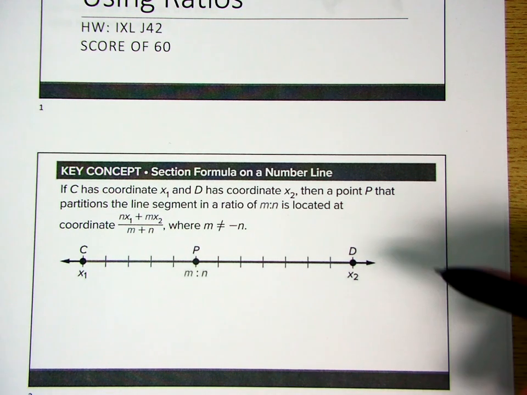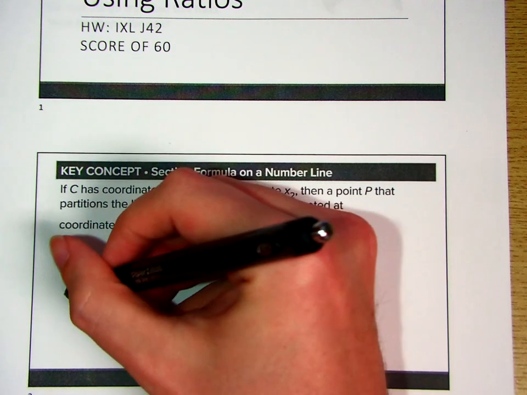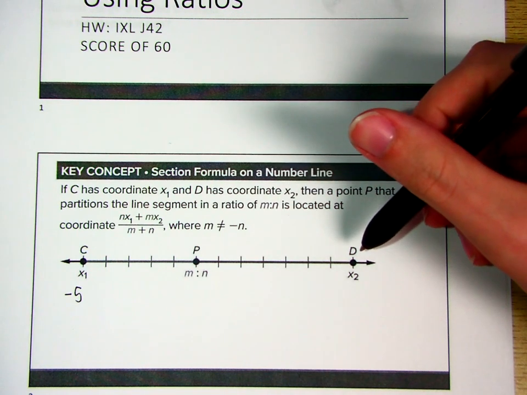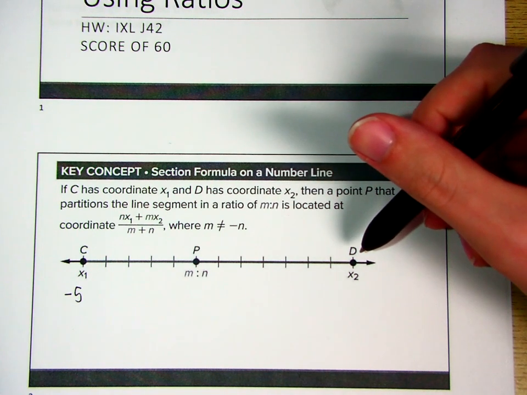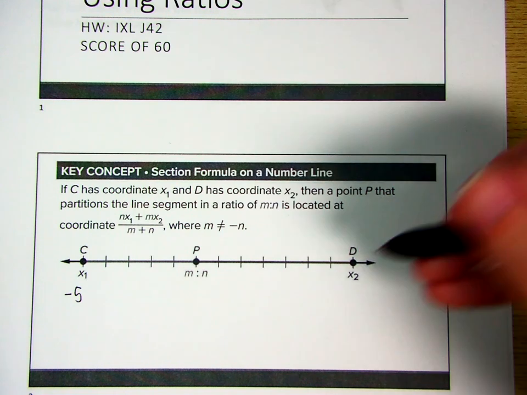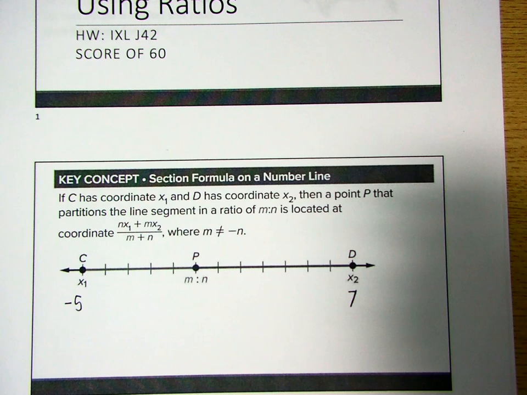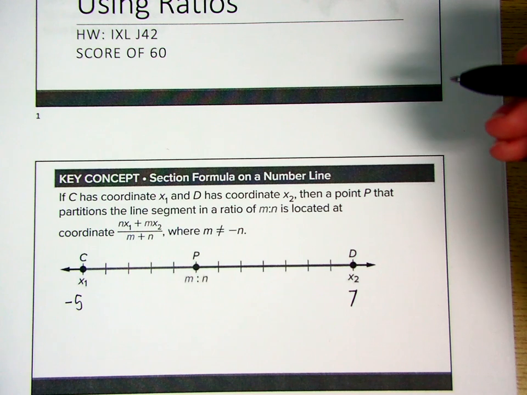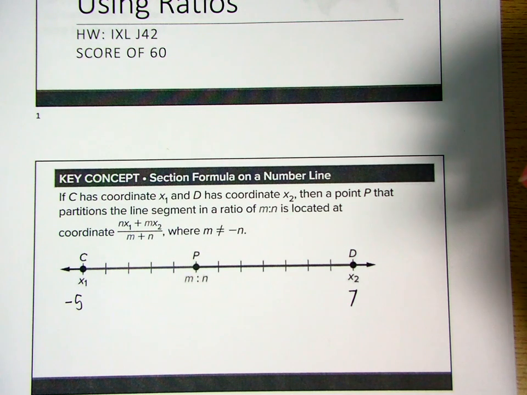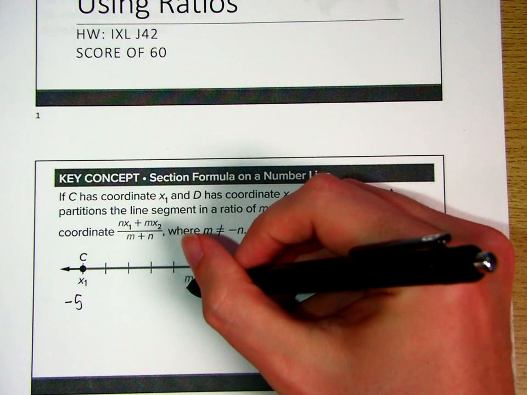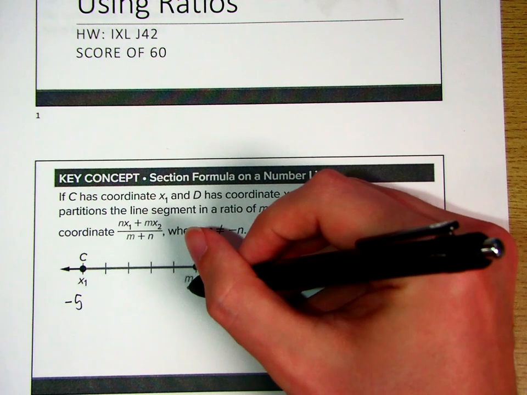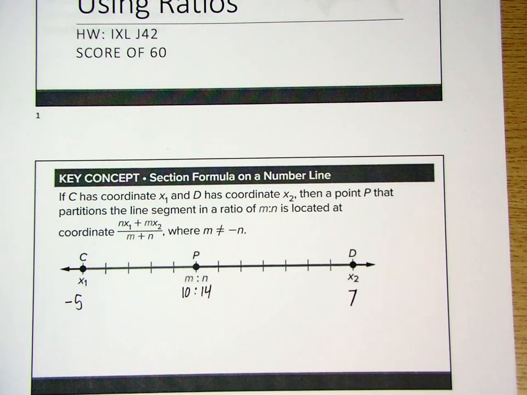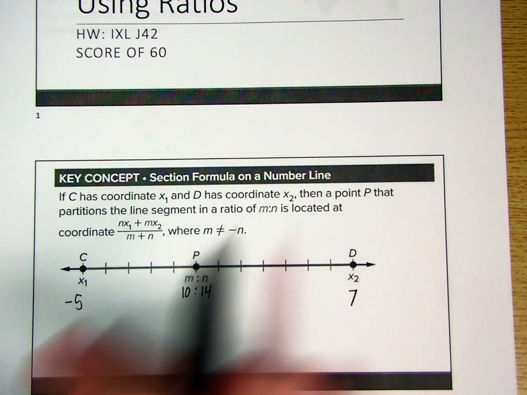For a quick example, we could just recap this. We could say this is a -5, and we could say this is a location of 7. And we want to split this in a ratio of, choosing something large and arbitrary, a ratio of 10 to 14 as our m and n. Your ratio is not necessarily simplified all the time. We'll find out where P is.